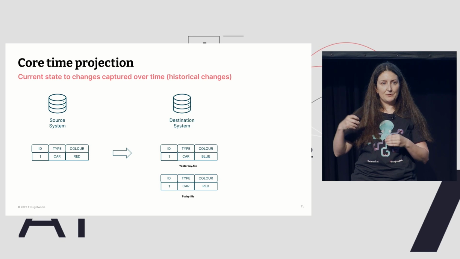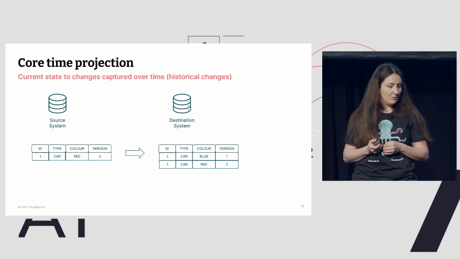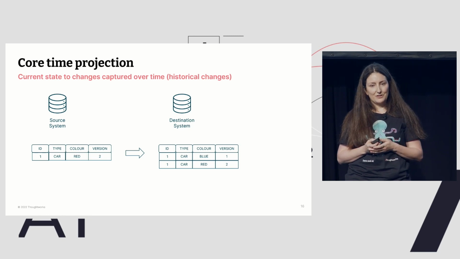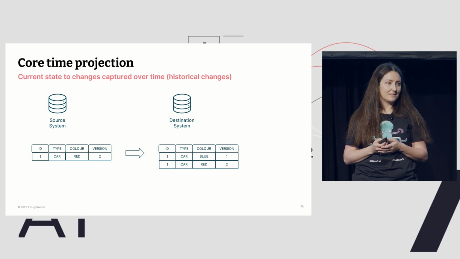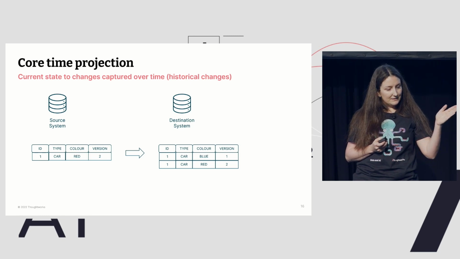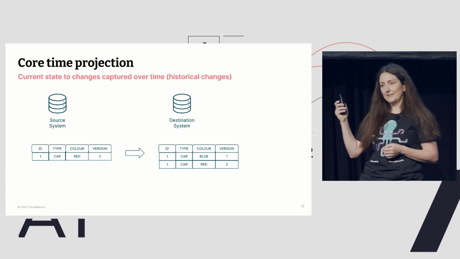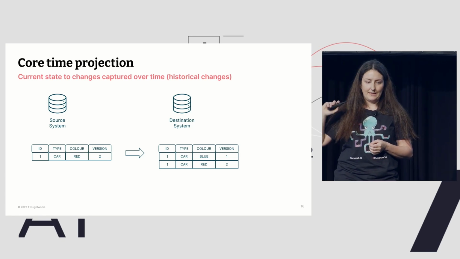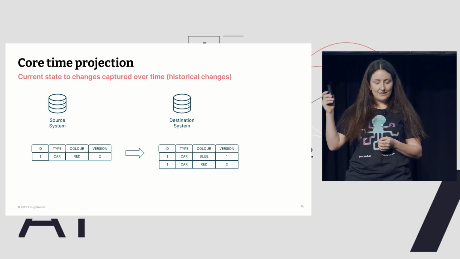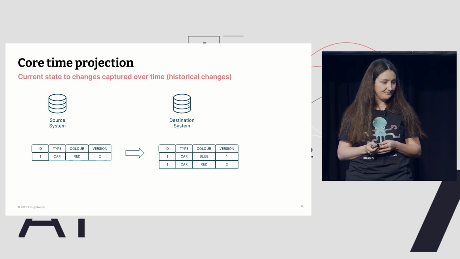But we may not want to capture it in separate files. We may need to capture it in the same data store. So very usefully here, we've got a version number that we can use. You can use dates sometimes as well. So we can see here that we've got the car, it's red, and then in our destination system, we're capturing that it has been red, and it is now red, and it has been blue previously.